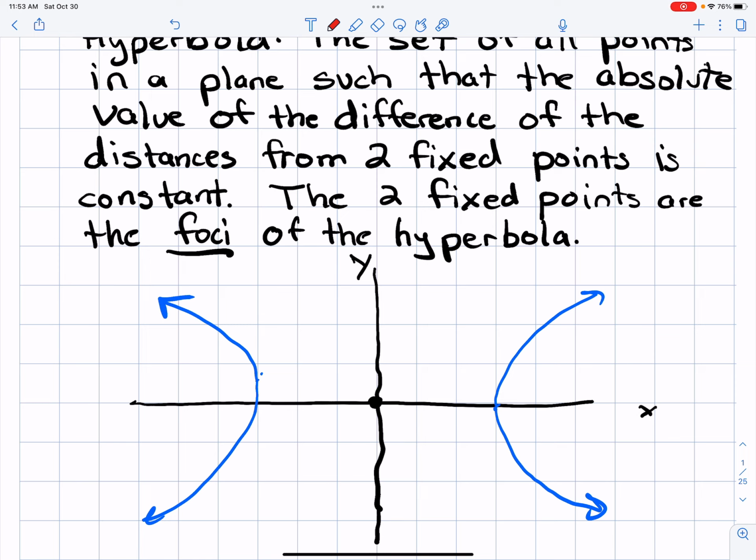And again, this is not drawn to scale. I'm just trying to give you an idea about what this definition means. Okay, so this is centered at the origin. The F and F primed are the foci. We're going to label F as C, 0 for the ordered pair, and F primed we're going to say is negative C, 0.